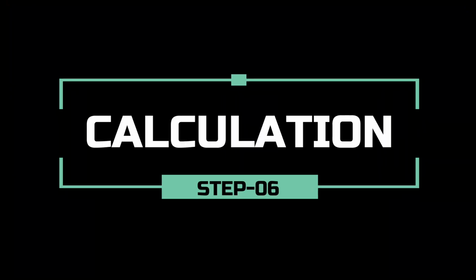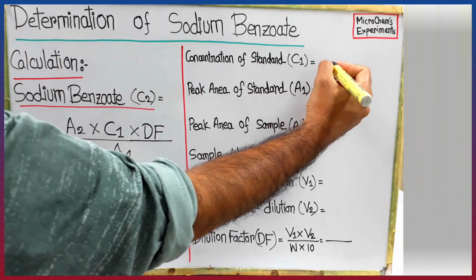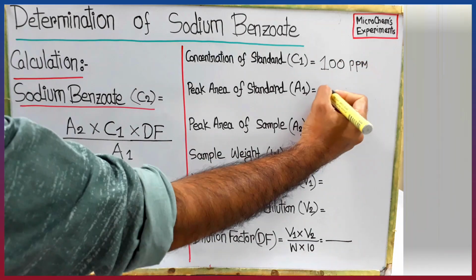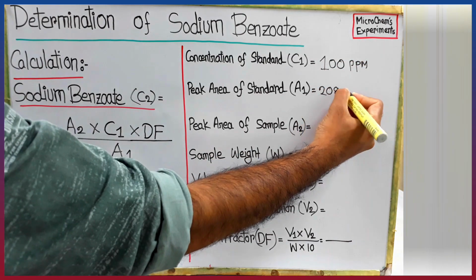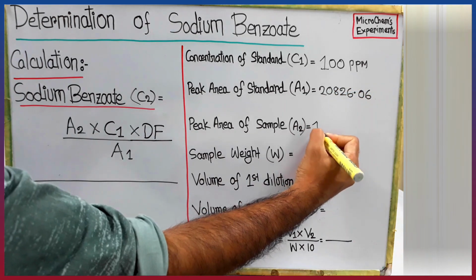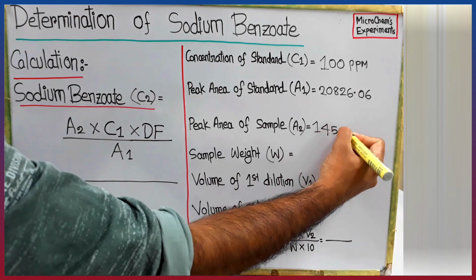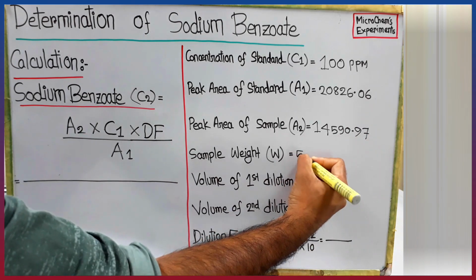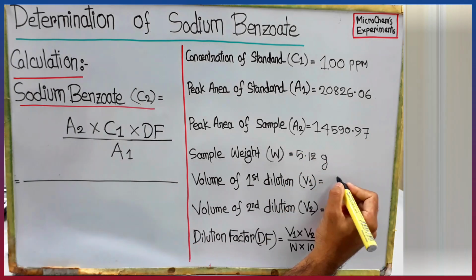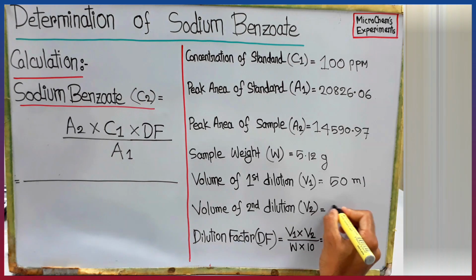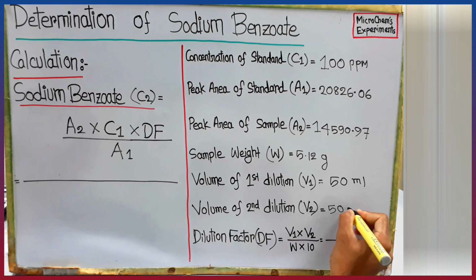Let's calculate the sodium benzoate concentration in our tested sample. Sodium benzoate standard concentration C1 is 100 ppm. Area of 100 ppm sodium benzoate standard A1 is 2086.06. Area of sodium benzoate in the sample A2 is 14590.97. Sample weight W is 5.12 grams. Volume of first sample dilution is 50 ml. Volume of second sample dilution is also 50 ml.